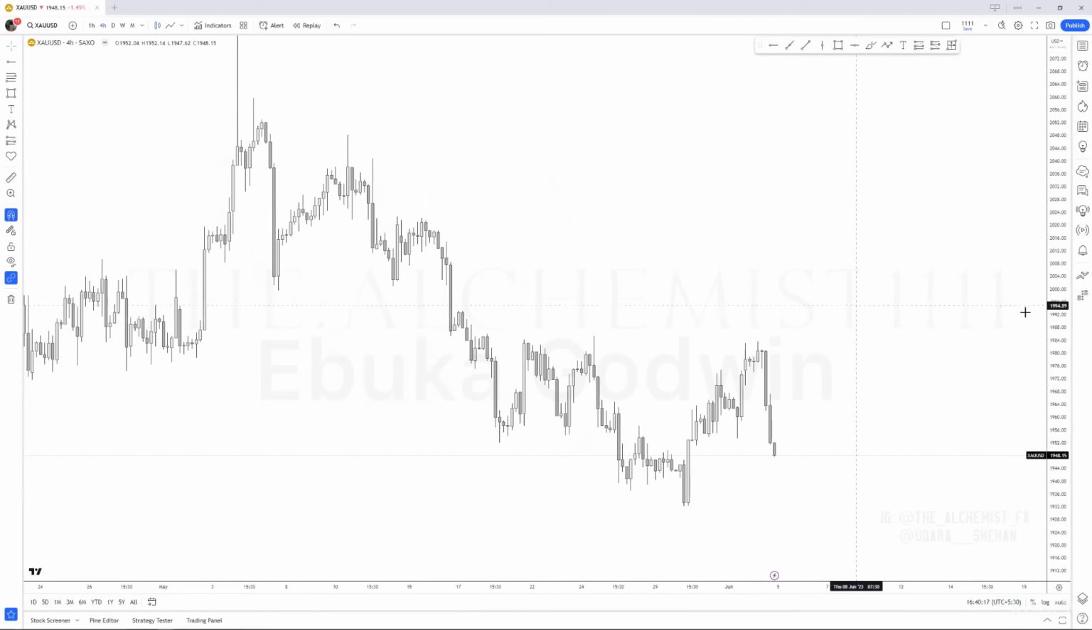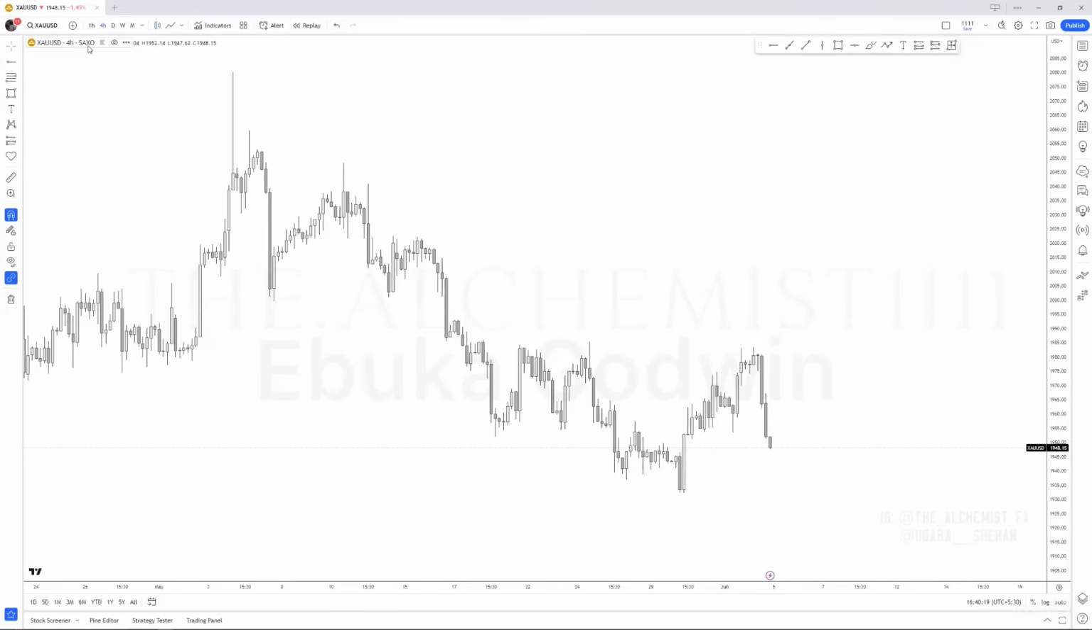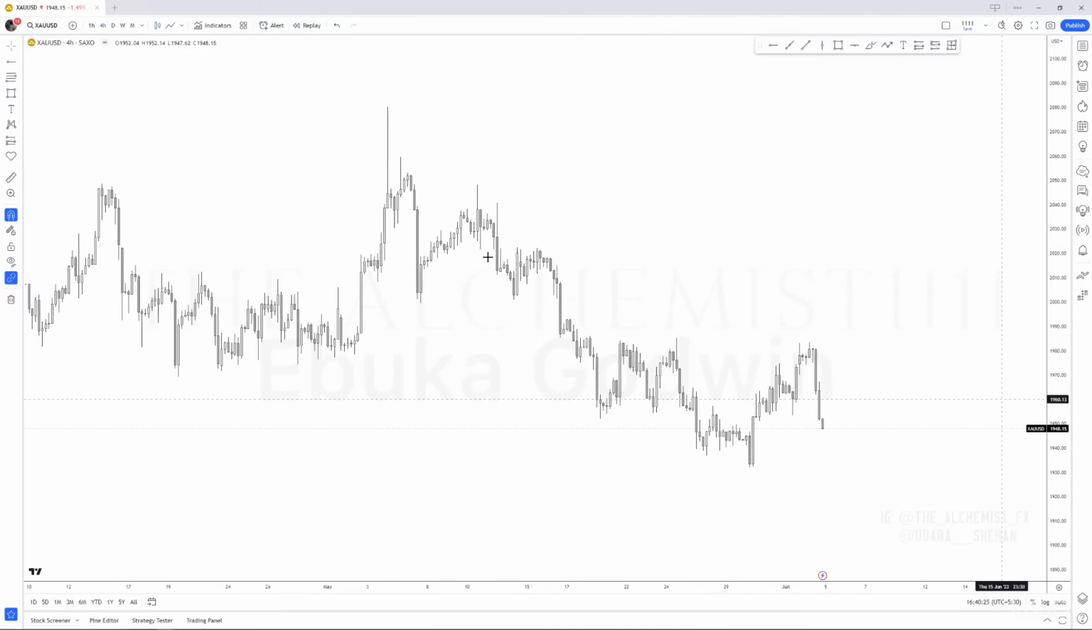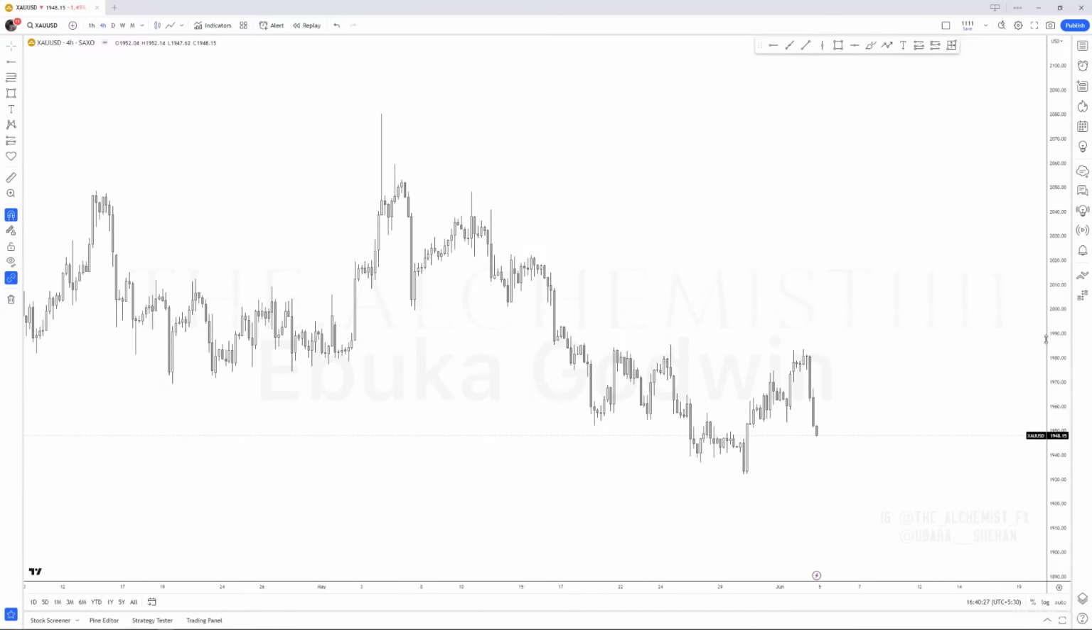So the closest one to MT4 is Saxo. Please, if you're trading gold, do not use any other broker. Use this one. This is the most accurate one. And for MT4, I use IC Markets.